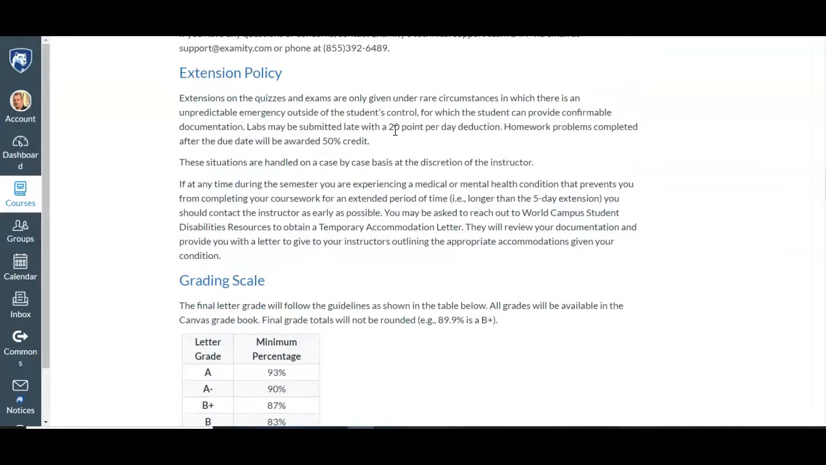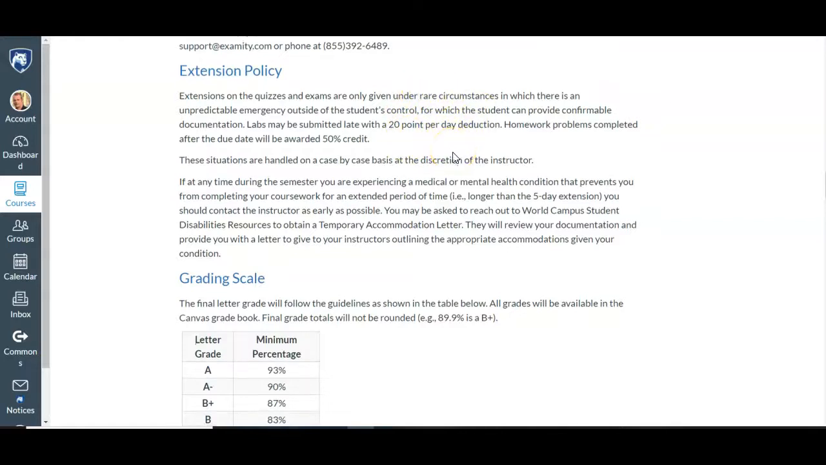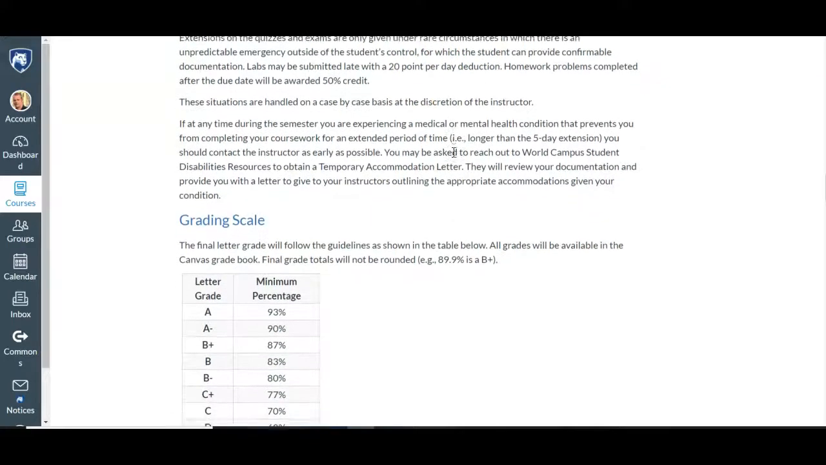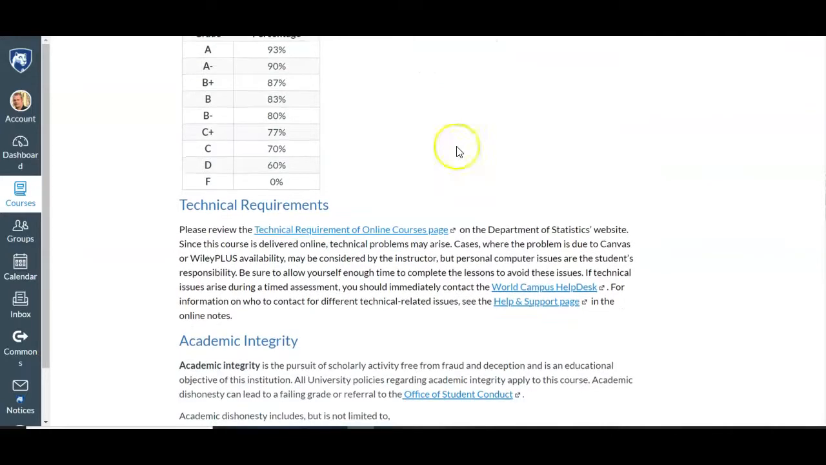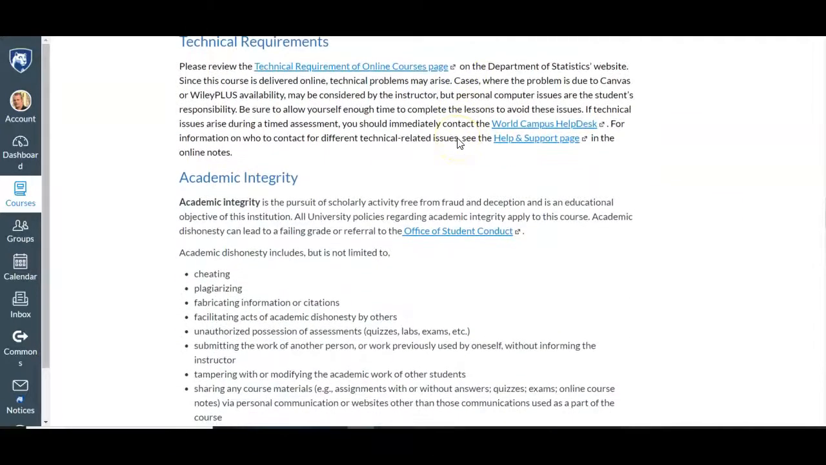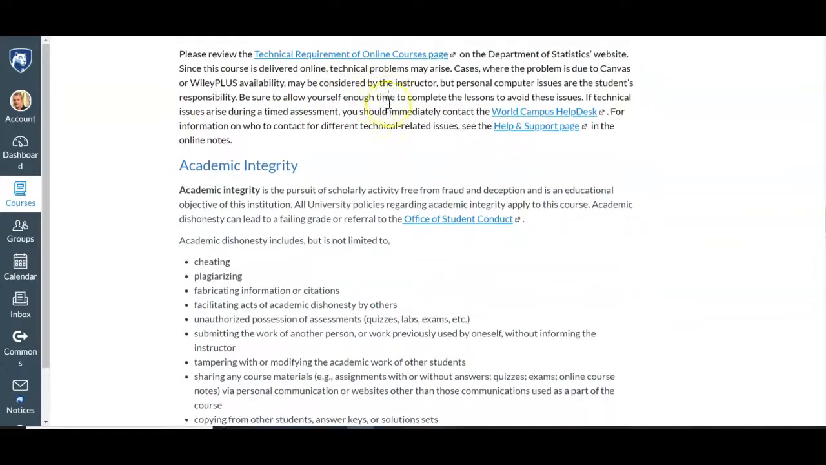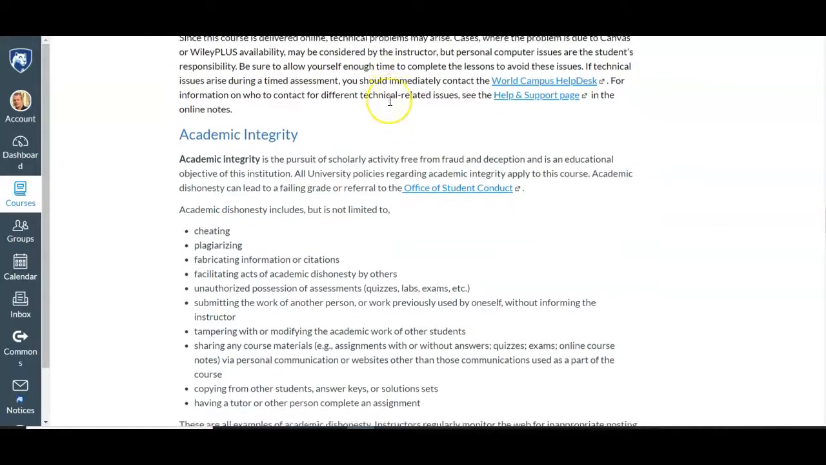In general, there are no needs for extension policies. If there are certain circumstances that I need to know about, I'll certainly look into that. But in general, there's a schedule set, and we'd like to follow that. Grading scales, the traditional Penn State scale. Technical requirements, if you haven't taken many online courses, you want to make sure that your technology is up to date. You can look at that.